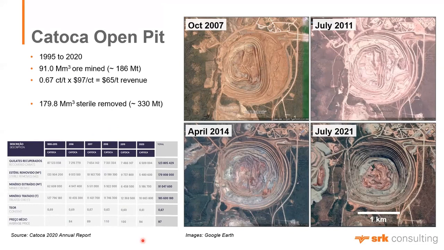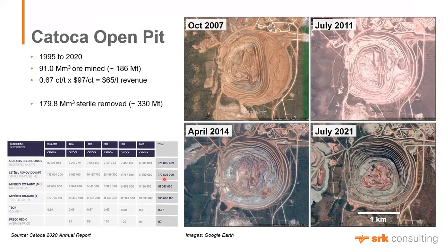And so we know that in this period, while this open pit was getting deeper, they've mined out 186 million tons of ore. And they've done so at roughly $65 a ton. And they've made good money. Their internal rate of return is about 15 to 20% at $65 a ton. But the interesting fact that a lot of people don't realize is in the same period, they've mined out 330 million tons of what they call sterile.